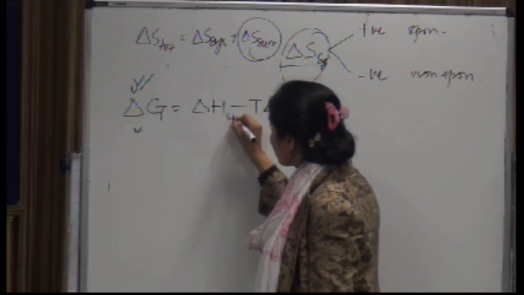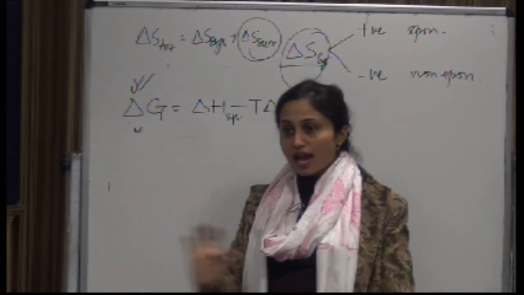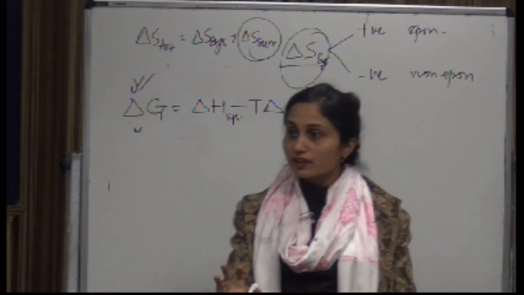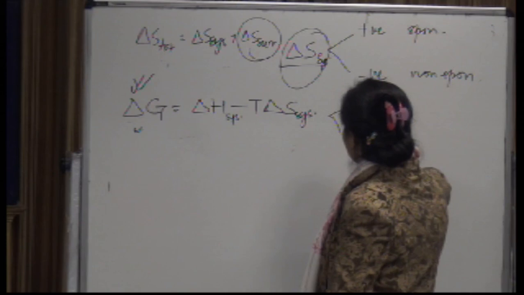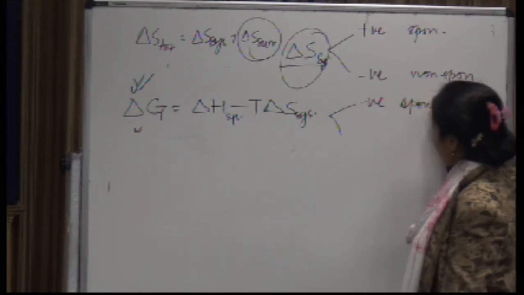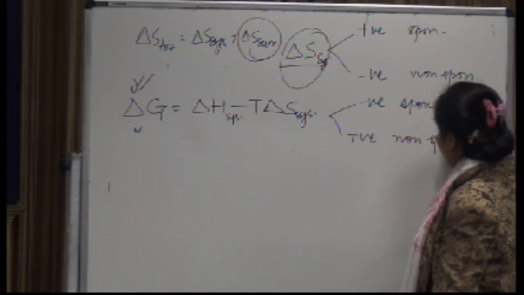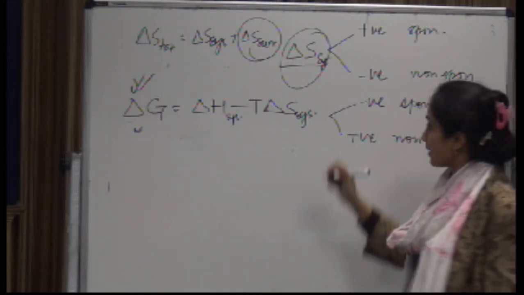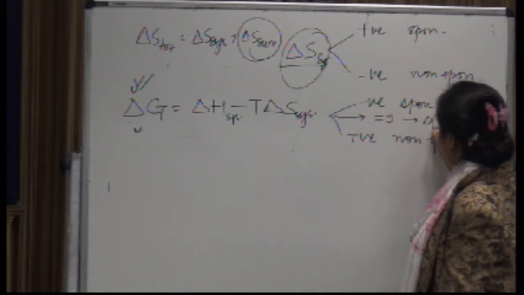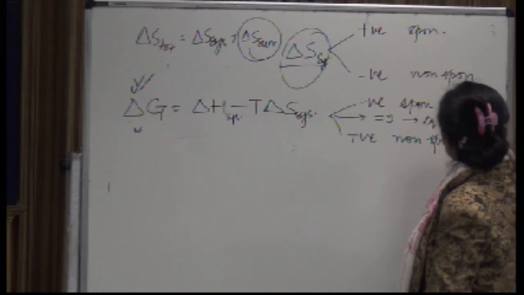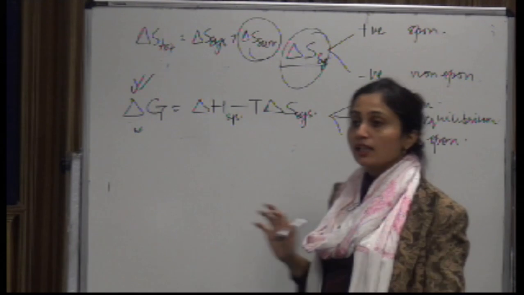In this case, even if we have the data related to the system only, we can calculate our delta G. And if delta G is negative, then the reaction is spontaneous. If delta G is positive, then the reaction is non-spontaneous. And now I am telling you one more added thing: if delta G is equal to 0, then the reaction is at equilibrium. If delta G is equal to 0, then the reaction is in equilibrium.